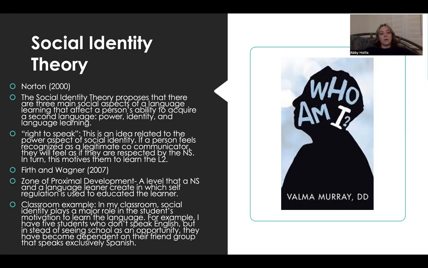Power is another one. I thought this one was very interesting because the book speaks on the right to speak, and I thought this was an incredible idea because I've felt this before, like being in a different country. I felt like, oh my goodness, am I good enough to speak these people's native language to them? Do I have the power, if that is the right word, to say that? And it says if a person feels recognized as a legitimate co-communicator, they will feel as if they are respected by the native speaker. And in turn, this gives them the motives to learn the L2.